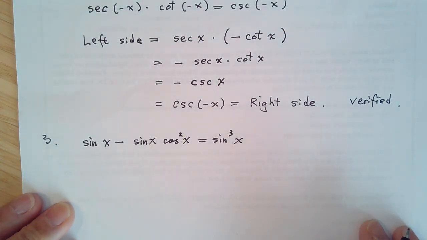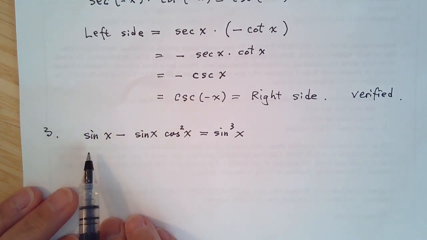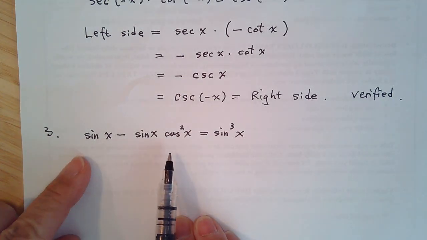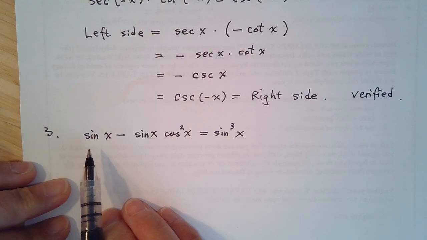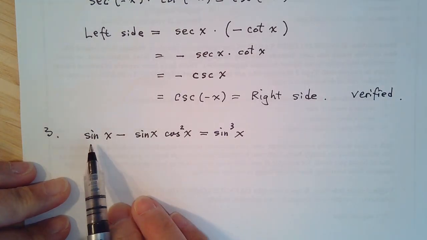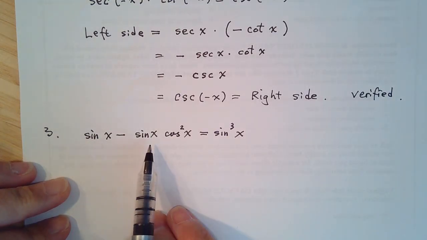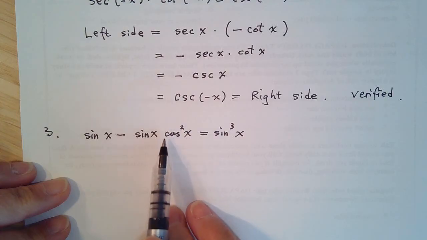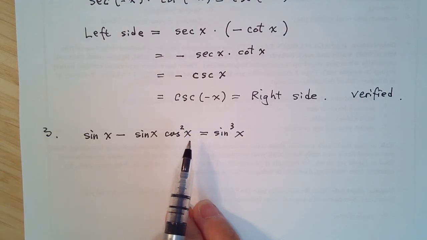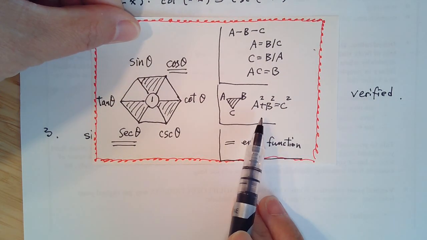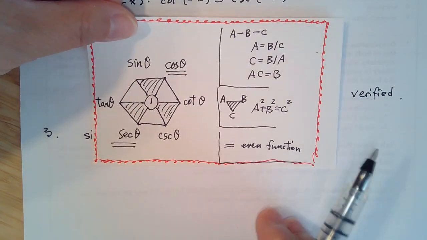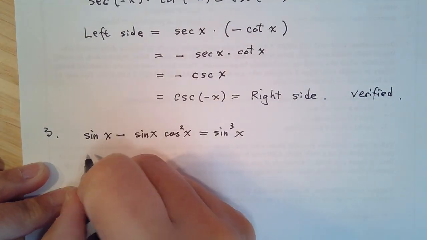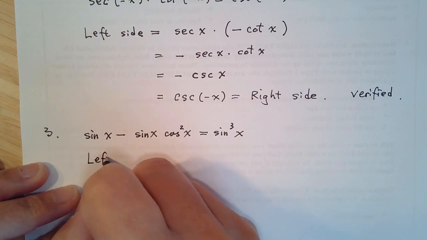Okay, once you have this, of course, you're going to start from the left side because that has 2 terms, and the right side has only 1. However, did you notice that both terms have sine x? And also we have a cosine square. For the cosine square, we do have a rule we can use because we know sine square plus cosine square equals 1. Okay, so let's start from the left side.